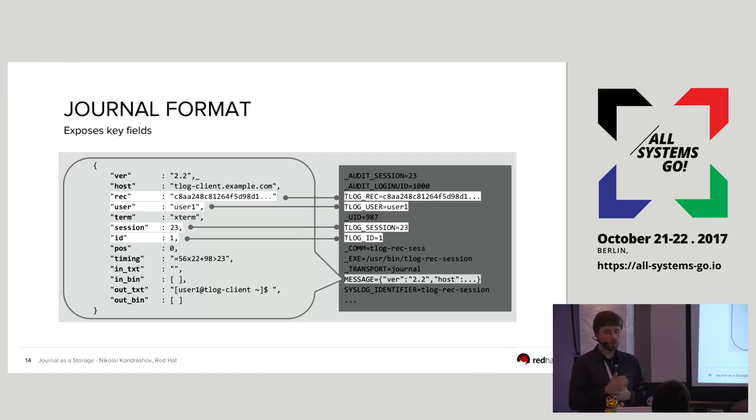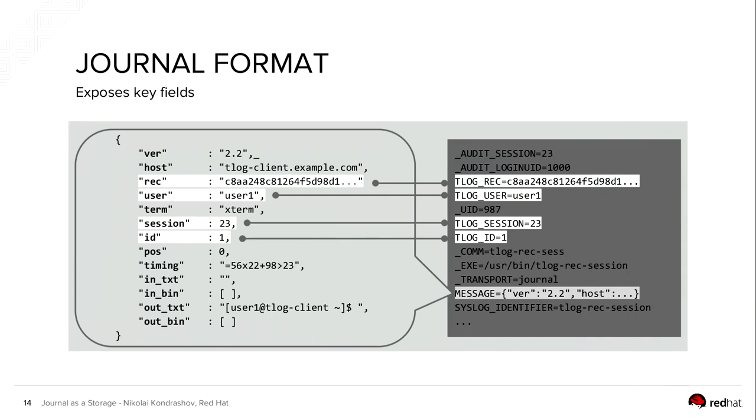When we log to the journal, because we want to be able to find our recordings and to list them, we take some of the fields from the JSON message, and we don't take them away, but we duplicate them into the journal as journal fields. And most of all, the recording ID, which is unique per host, the user that is being recorded, because the recording process has set UID, the audit session ID, and the ID of the recording message within the recording.